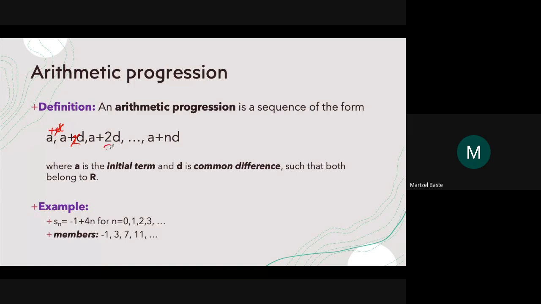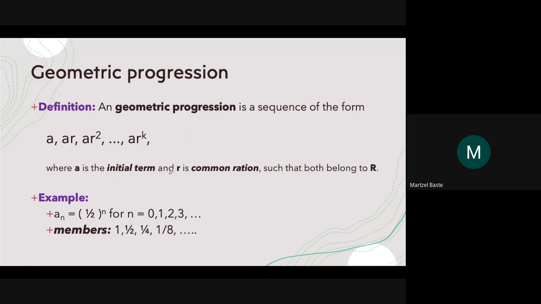Then a plus 2d, and then a plus 3d, then a plus 4d, and then n is your number series kung imong n mag-start with 0, 1, 2, 3, 4. So sequential siya. Where again the a is the initial term, and your d is the common difference of the term such that it belongs to an r, which is the sequence. Okay. So yeah, I guess that's it for arithmetic progression.